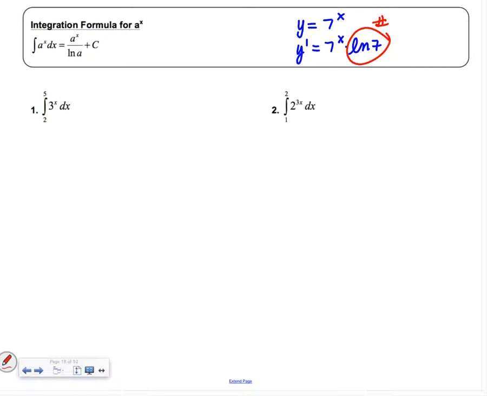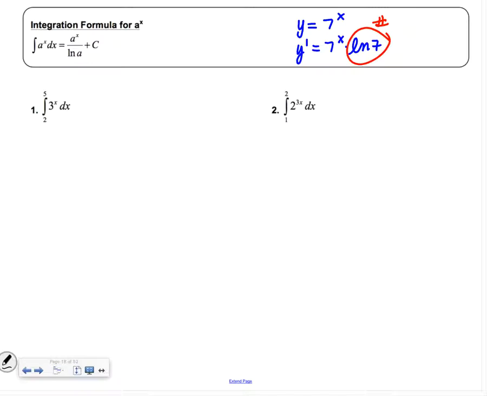Does that make sense? So it's a to the x times 1 over natural log of a. It's like undoing the natural log of a. Okay, so that's why I always say you really have to know your derivatives, because now when we do the antiderivatives, it's going to be really confusing if you don't know them. So you should be memorizing these.